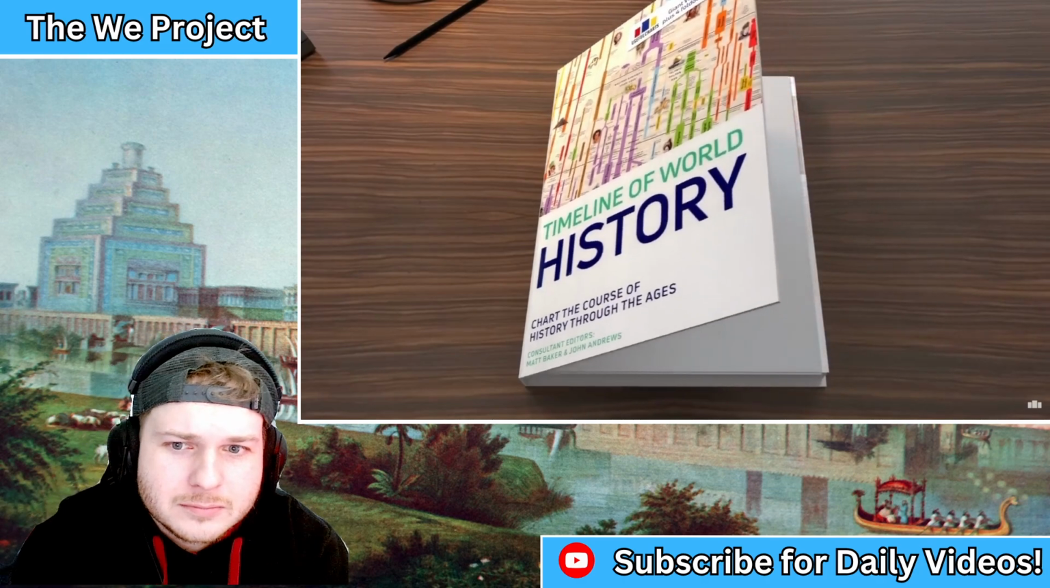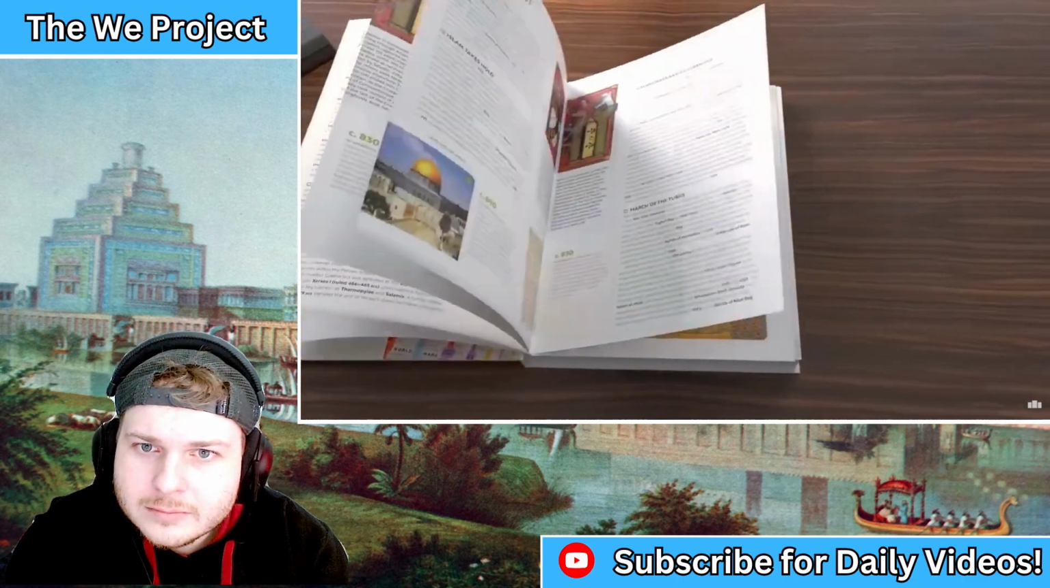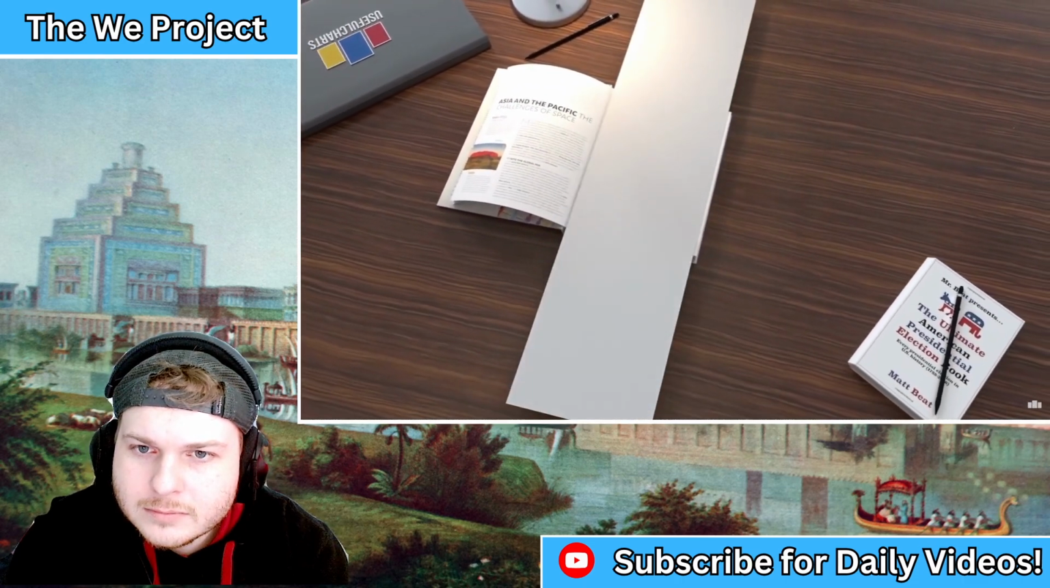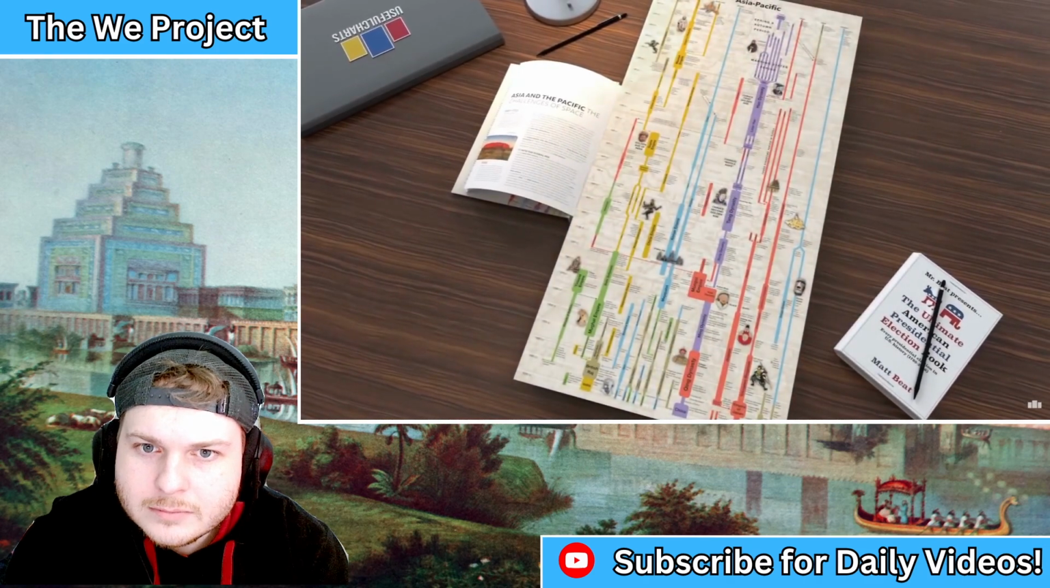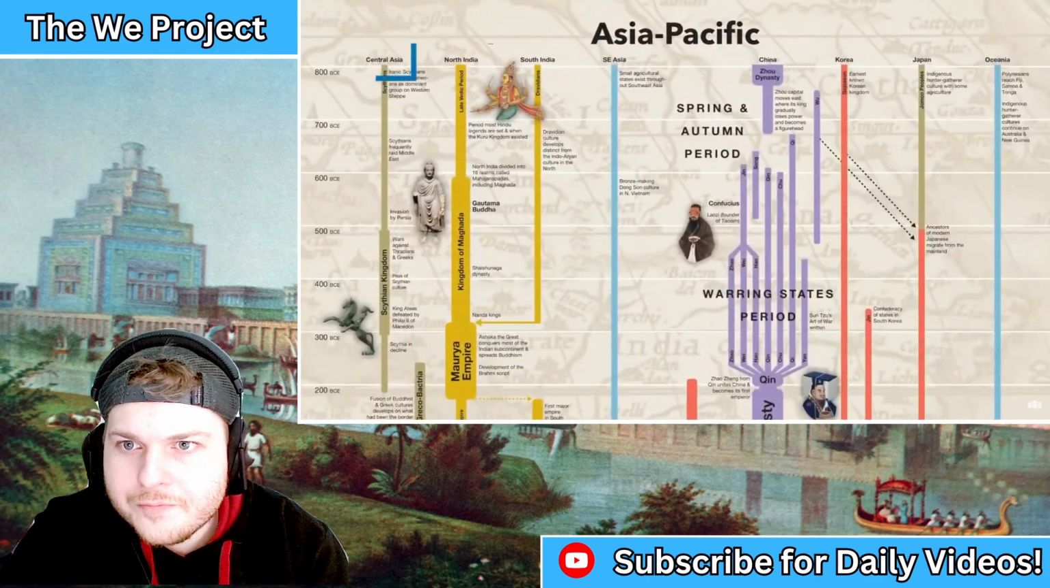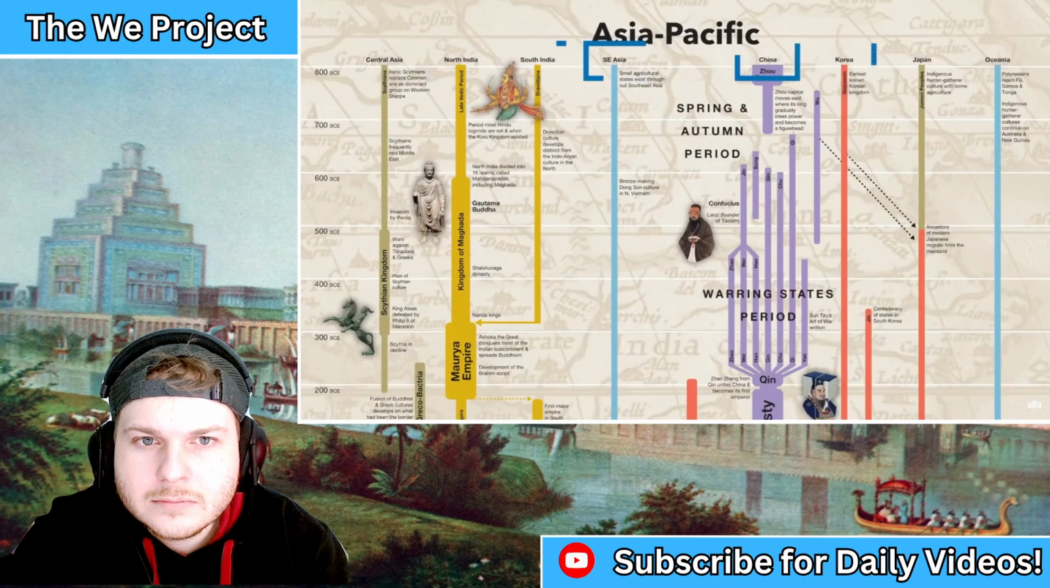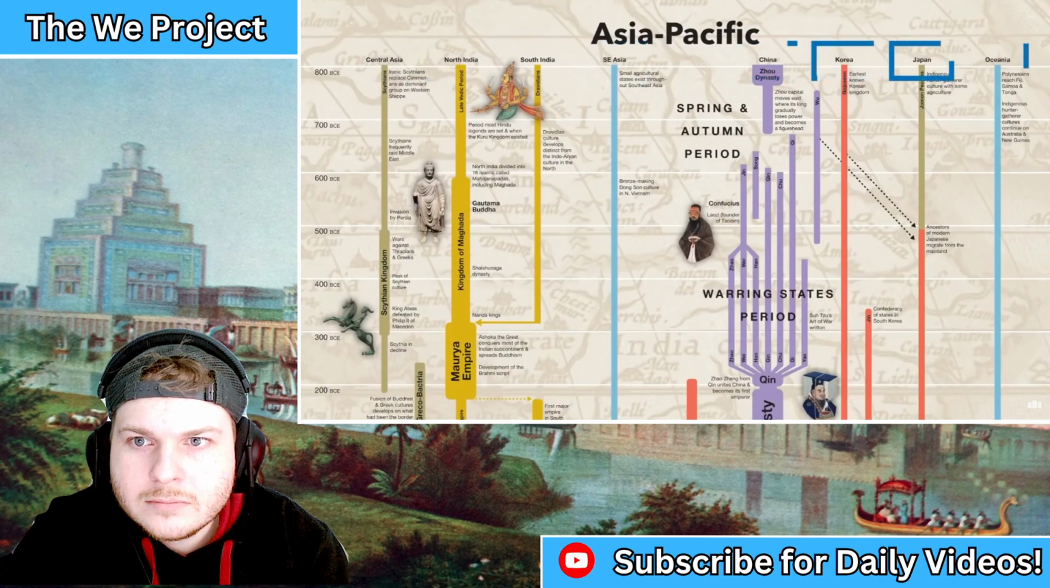When you open the book, you'll find that there are 4 sections with fold-out charts. Today, we're going to look at the fold-out chart for Asia Pacific. This chart covers Central Asia, North and South India, Southeast Asia, China, Korea, Japan, and Oceania.